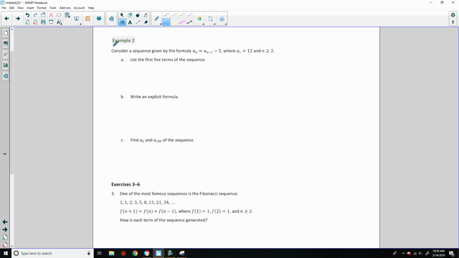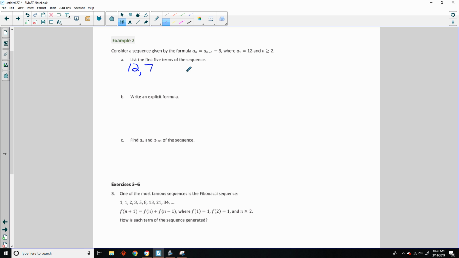Okay, here's example 2. Consider a sequence given by the formula a sub n equals a sub n minus 1 minus 5, where a sub 1 equals 12, and n is greater than or equal to 2. So the first term is 12. A term is equal to the previous term minus 5. So what we're doing is subtracting 5 each time.